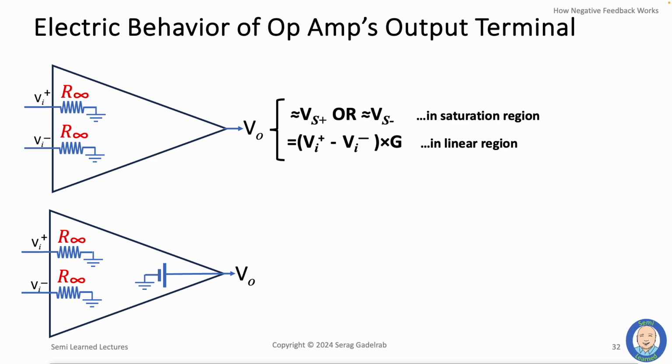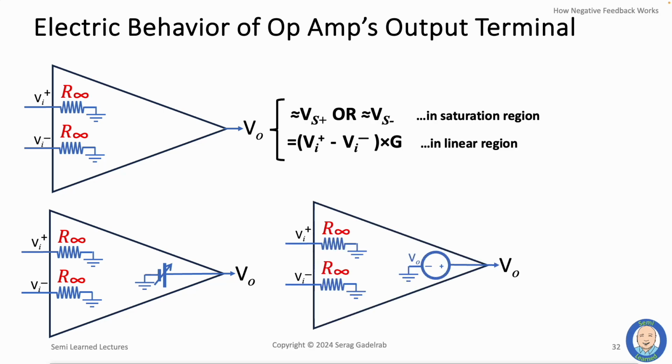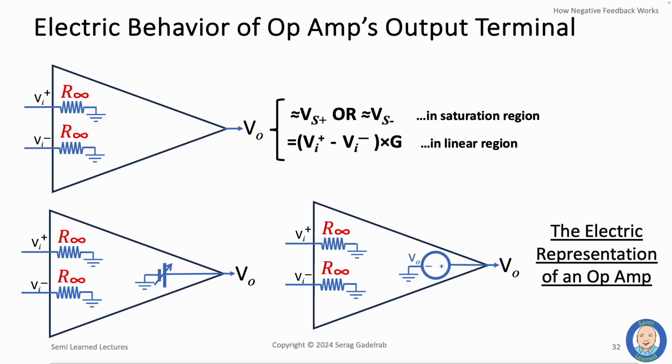To indicate that the output voltage of the op-amp is variable, some folks place an arrow across the battery, but most books and lectures represent the variable voltage source as a circle, as we are now going to show right here. This is the electrical representation of the op-amp that we used extensively in the previous episode to solve all types of op-amp exam problems.